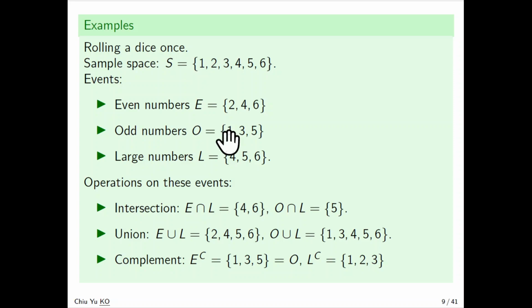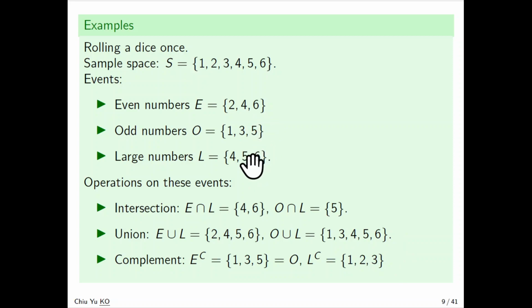So let's now do some operations on these events. So the intersection of E and L will be looking at all the common outcomes in these two events. Okay, the common elements will be 4 and 6, because 4 appears twice, 6 appears twice. Odd number and large, you can see only 5 appears twice in these two sets, so it's 5. Union, remember, is getting everything there. So E union L we try to do 2, 4, 5, 6. Okay, and odd number union large will be 1, 3, 4, 5, 6.